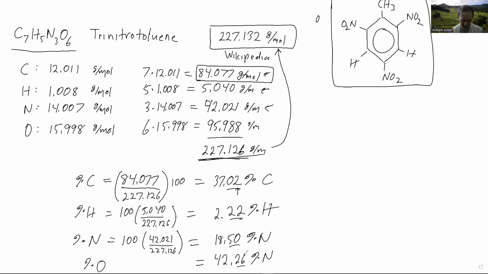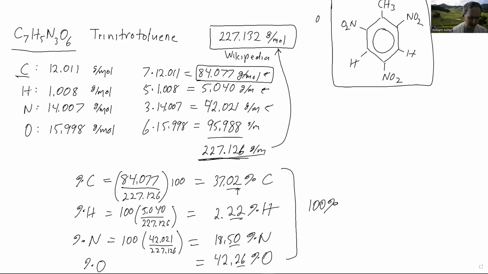So if I add all these numbers up, this is a good way to check your data. Make sure you did it right. If you add them all up, you better get 100%, and it does. So this is the percent composition by atom. Whoops, that's not nitrogen, that is oxygen. Sorry, oxygen there.